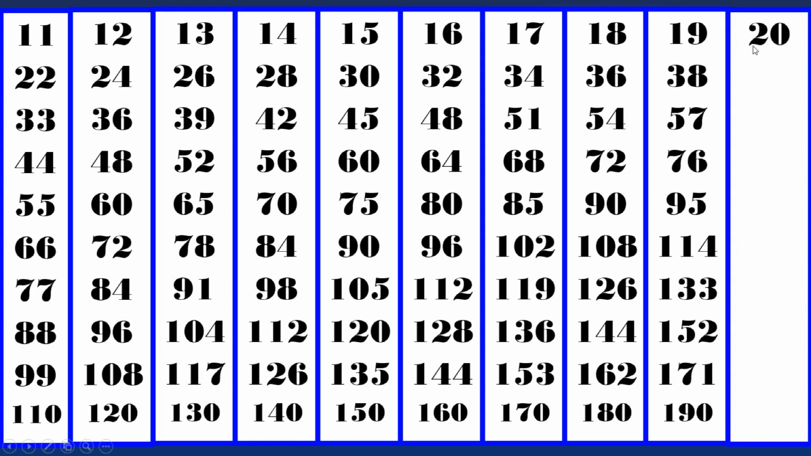20 times table. 20 times 1 is 20. 20 times 2s are 40. 20 times 3s are 60. 20 times 4s are 80. 20 times 5s are 100.